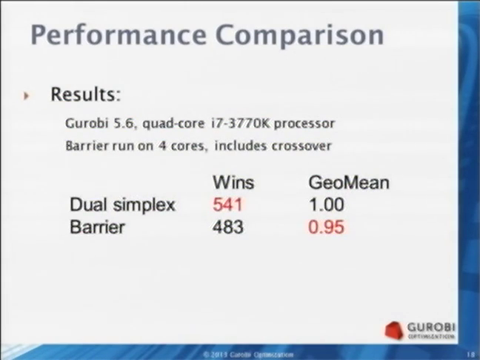And given what I've said so far, you might expect barrier to win by a large margin, given the fact that this test is run on a 4-core machine. It's basically a PC, the latest version of Gurobi running on a quad-core i7 3770K. Barrier uses 4 cores. We include the time for the crossover. Simplex uses 1. We use dual Simplex here. There's actually a primal Simplex and a dual Simplex.